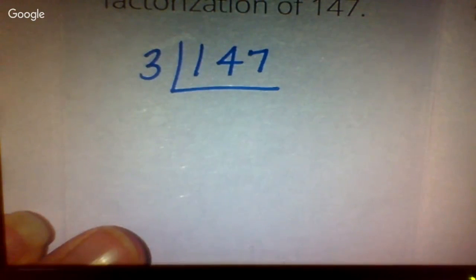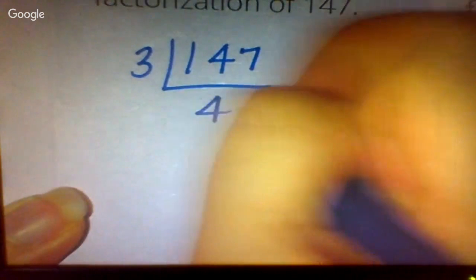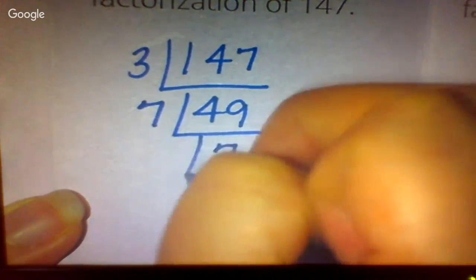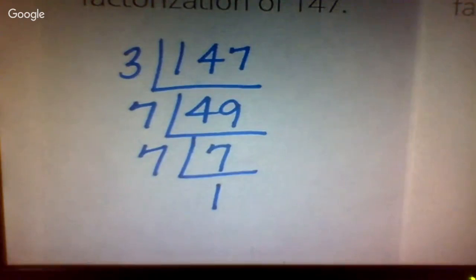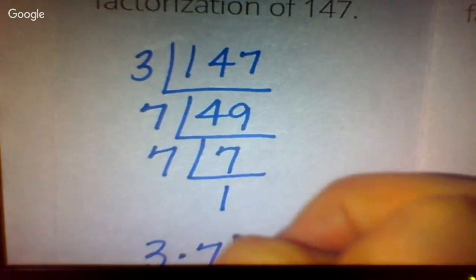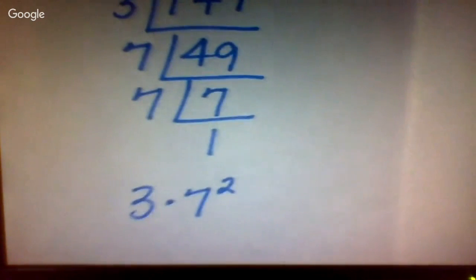What do I get when I divide 147 by 3? 49. 7. 7, and I'm left with 7. Good. That's it. And 7. So my final answer then is 3 times 7 to the second power, because I have 2 7s there.